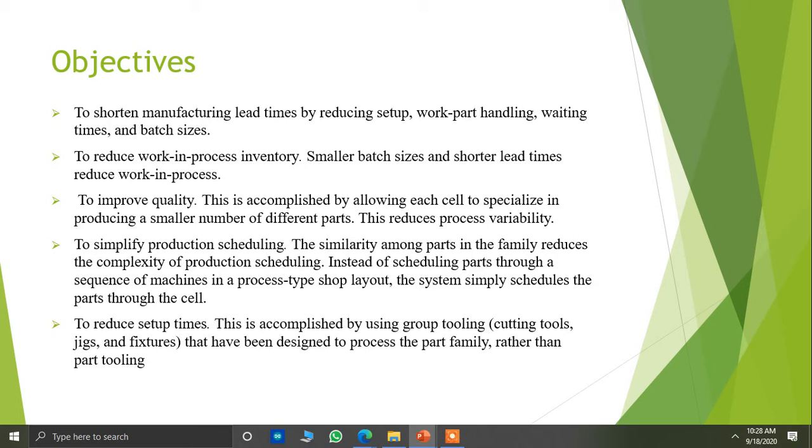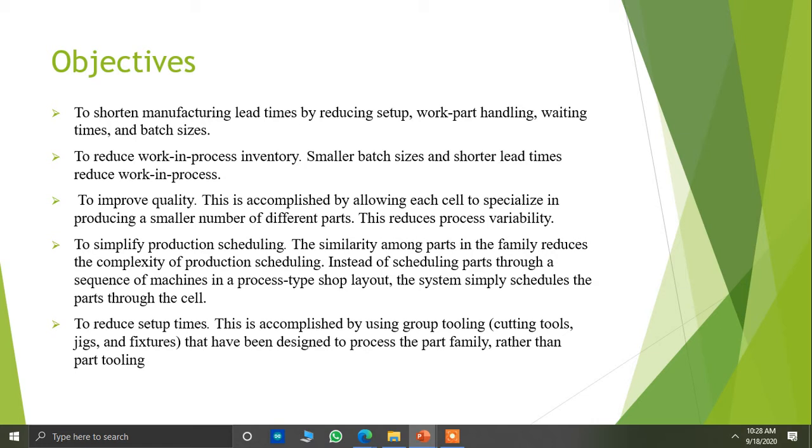What is the tertiary, or there are a lot of tertiary objectives. The first one is to improve quality. Improve quality of what? Of the product. It can be accomplished by allowing each cell to specialize in producing a smaller quantity of different parts. This we have already discussed in the previous video lectures. We have discussed much on this.